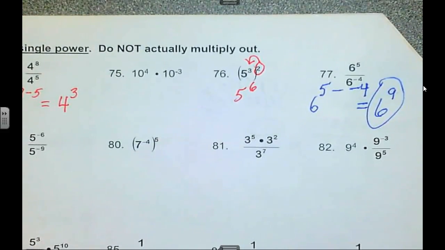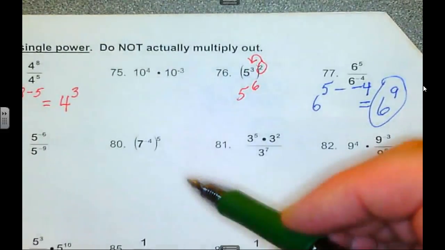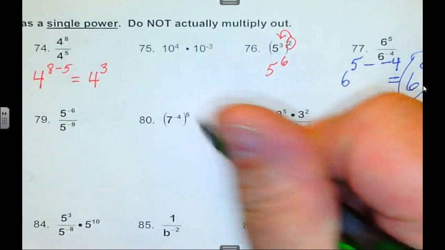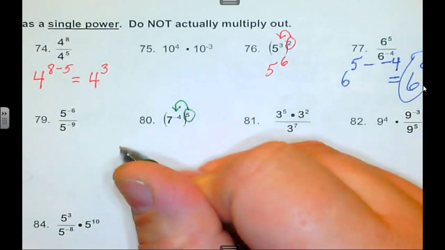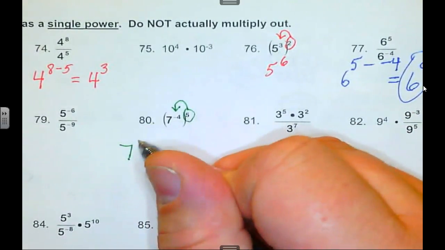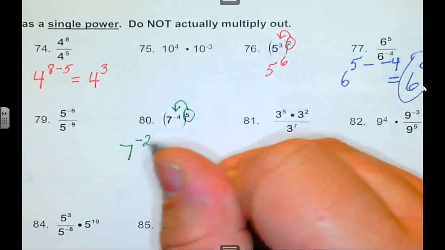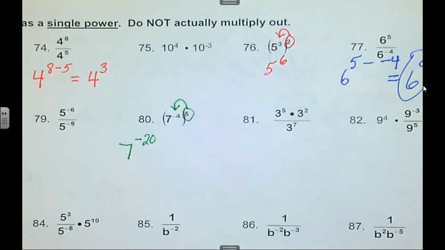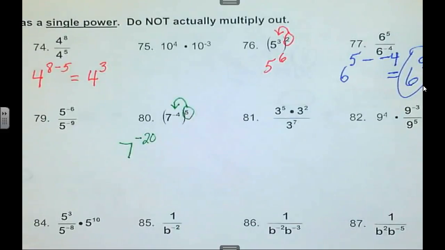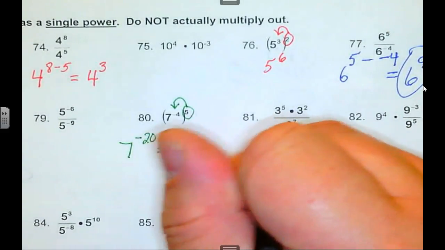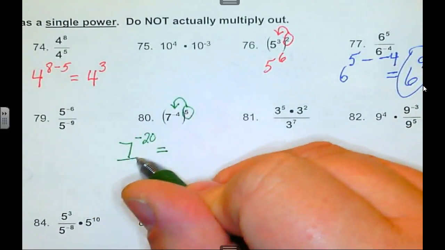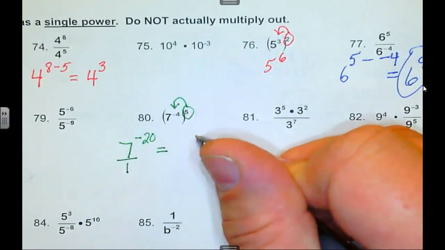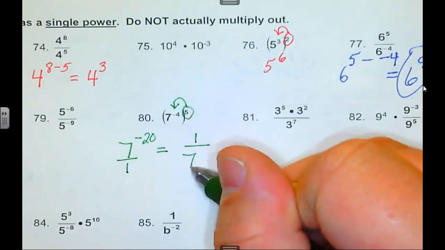Any other interesting ones here? Yeah, let's do 80 and 81. Okay, outside the parentheses, so I have to multiply. I get 7 to the negative 4 times 5, negative 20. Am I done? No. Why? I can never leave negative exponents in my answer. Think of this as over 1. So I have 1 over 7 to the 20th.